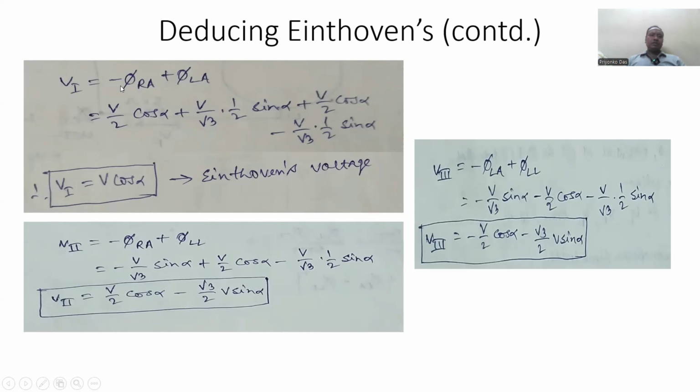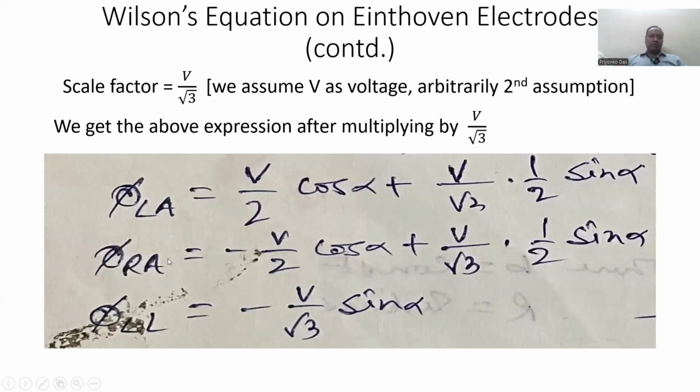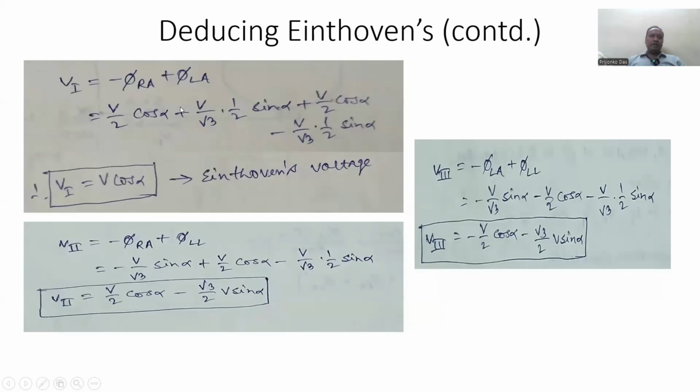Now I replace the values of minus φRA, which was φRA equal to minus of V by 2 cos alpha plus V by √3 into half sin alpha, and φLA was V by 2 cos alpha plus V by √3 into half sin alpha. So I put in the expression: minus φRA is V by 2 cos alpha plus V by √3 into half sin alpha, plus φLA is V by 2 cos alpha minus V by √3 into half sin alpha.